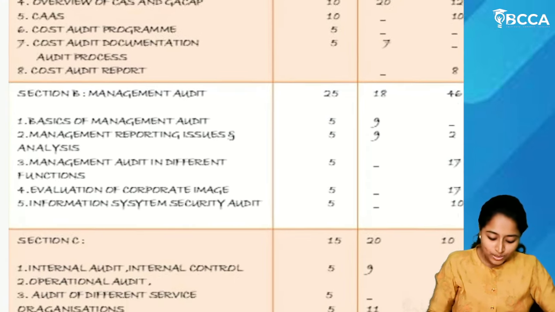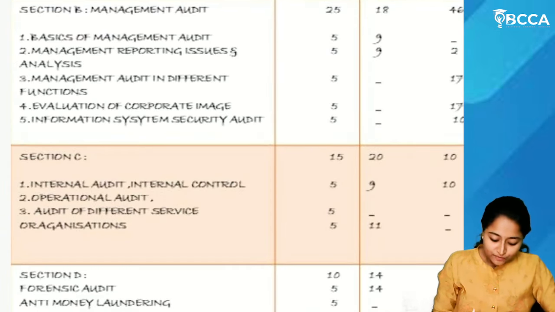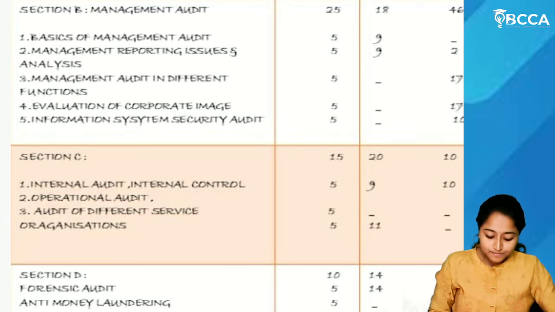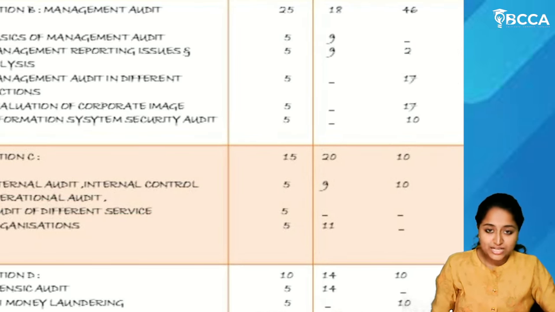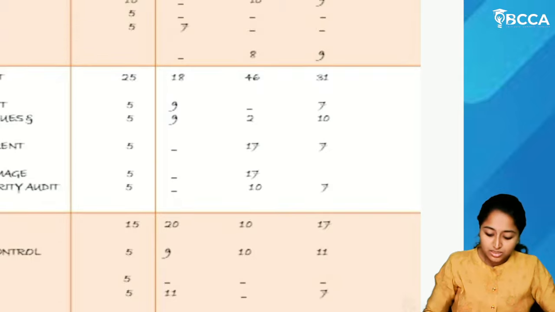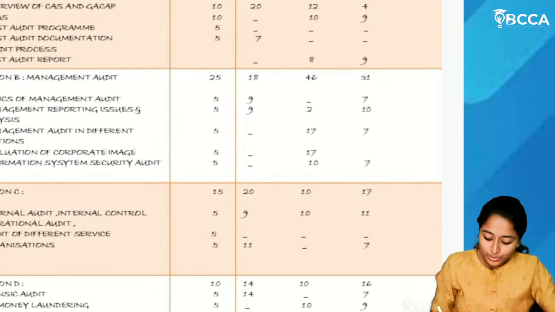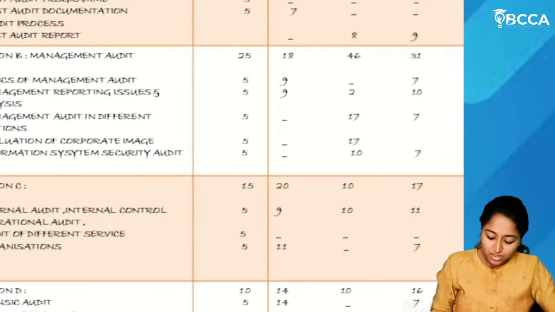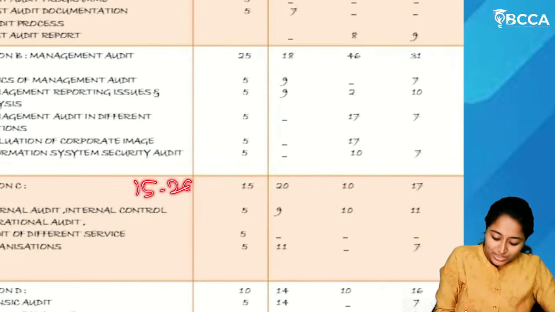Okay, coming to Section C, we have internal audit, internal control, operational audit, and audit of different service organizations. The weightage of Section C as per ICMAI is 15 marks, whereas comparing with the past three attempts, in June 23 it was asked for 10 marks, in December 23, 20 marks, and in June 24, 17 marks. So we can conclude the weightage of this chapter is around 15 to 20 marks.